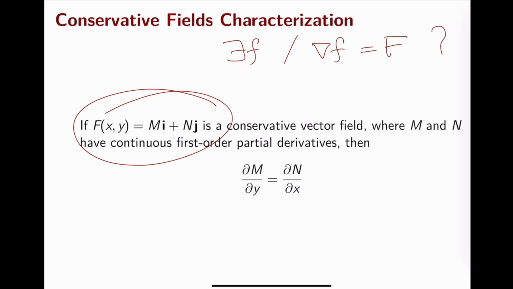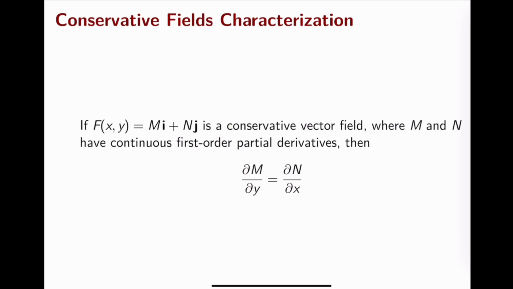Well, what we can observe, because we know some properties of the partial derivatives, is that if our vector field has two components, let's call them m and n, first and second component. Suppose that the first component were actually the partial derivative of f with respect to x, and suppose that the second component were the partial derivative with respect to y.